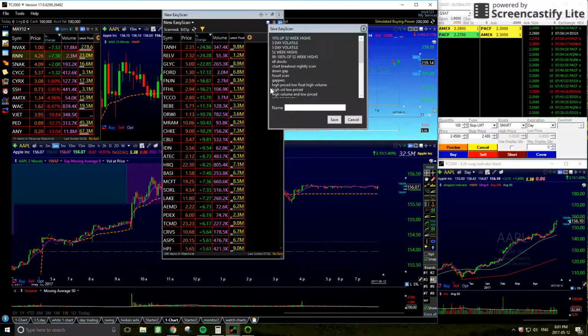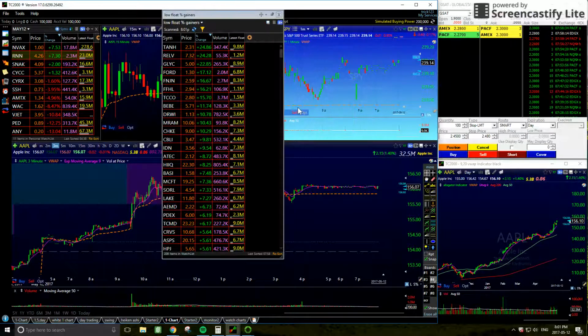And then you can save it, name it low float percentage gainers, and boom, done. Right? So that's how you would set that up.